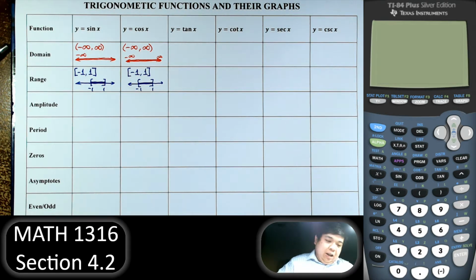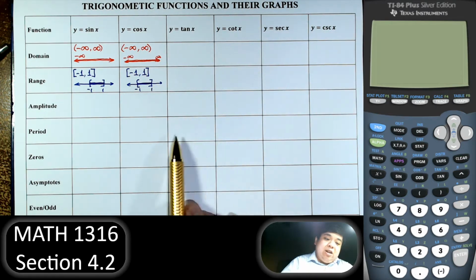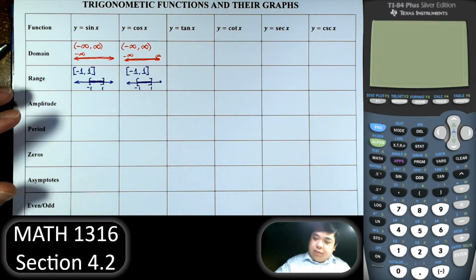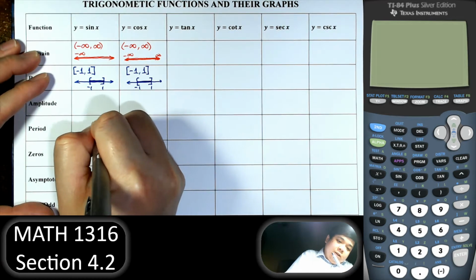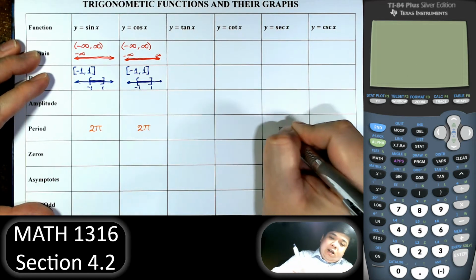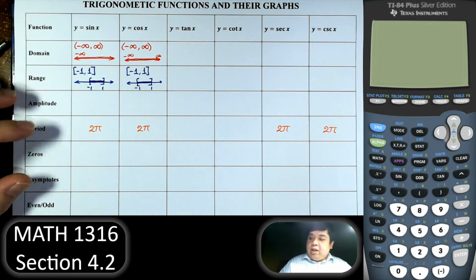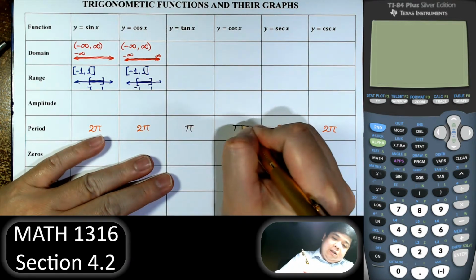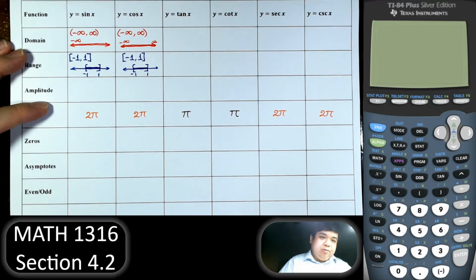Now, what else can we get from this? Remember the period: sine, cosine, secant, cosecant, the period is 2 pi. Tangent and cotangent, the period is pi. So I'm going to put the period for sine is 2 pi, 2 pi for cosine, 2 pi for secant, 2 pi for cosecant. Only tangent and cotangent have period pi.